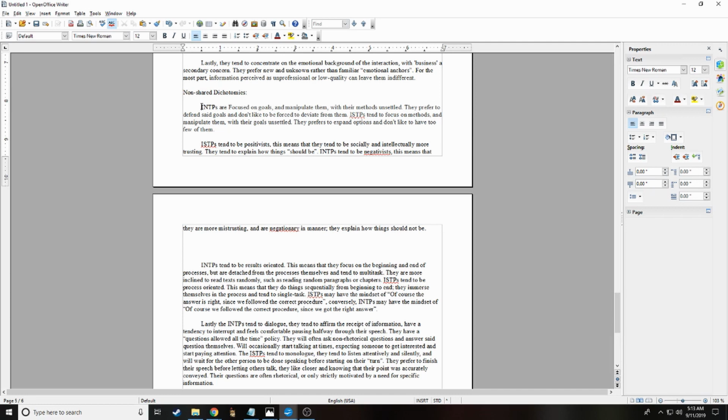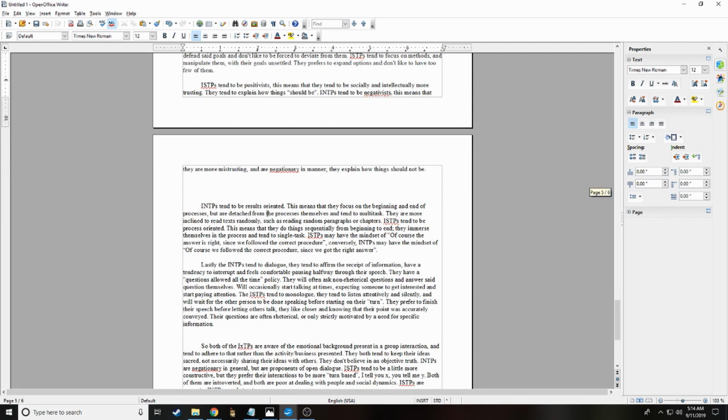ISTPs tend to be positivists. This means that they tend to be socially and intellectually more trusting. They tend to explain how things should be, whereas INTPs tend to be negativists. This means that they are more mistrusting and are negationary in manner. They explain how things should not be.